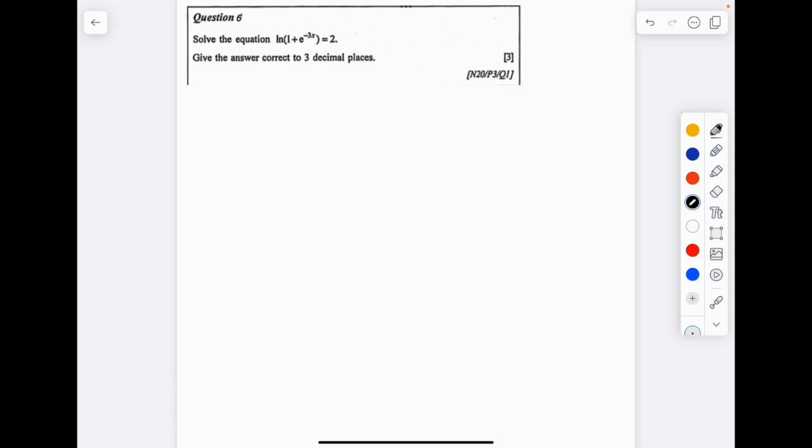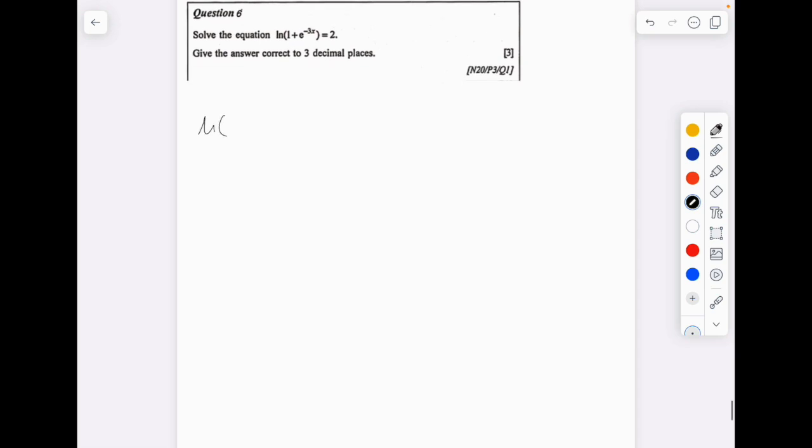Alright guys, now for question 6, we've got to solve the equation ln of 1 plus e to the power of negative 3x is equal to 2. And it wants us to give the answer to 3 decimal places. So how are we going to do that? What I'm going to say, firstly, is ln of 1 plus e to negative 3x is equal to 2.